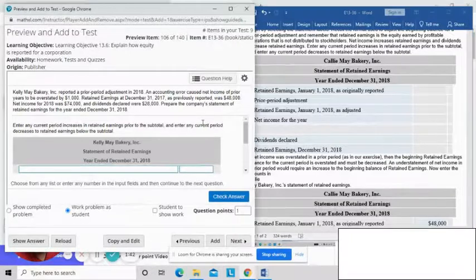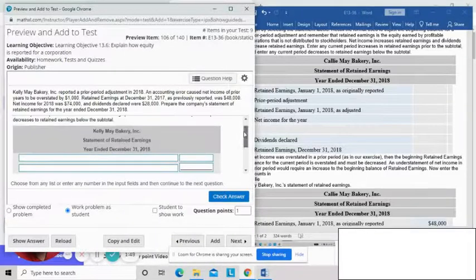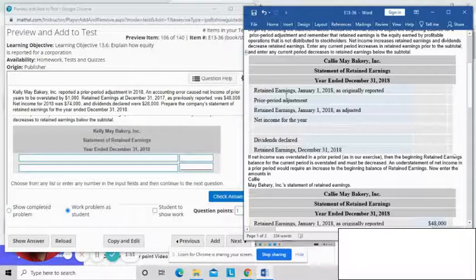by Kelly May Bakery, my statement of retained earnings, year ended 2018. Here are the titles of the columns or rows that you would use in the retained earnings statement: retained earnings January 1, 2018, prior period adjustment, retained earnings January 1, 2018 as adjusted, net income for the year, dividends declared, and retained earnings December 31, 2018.